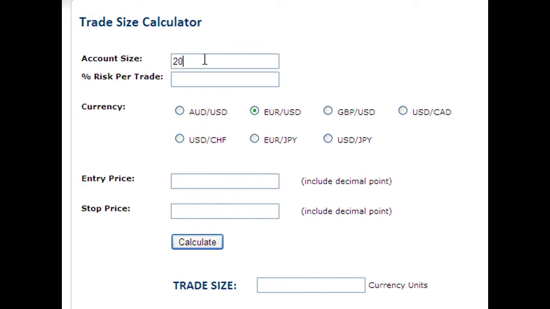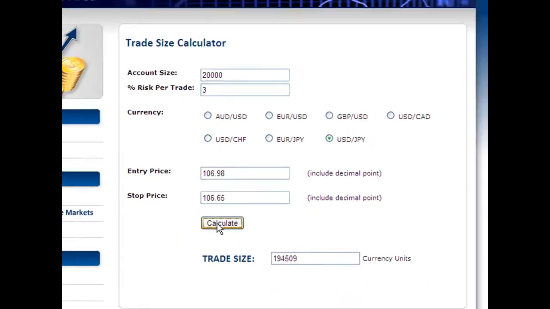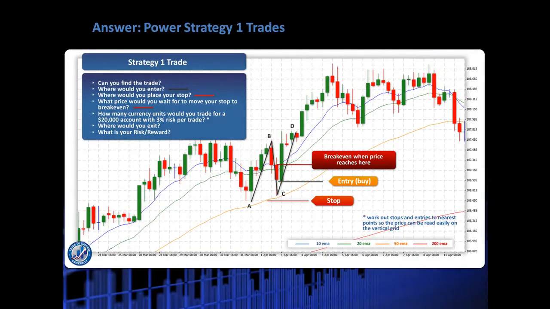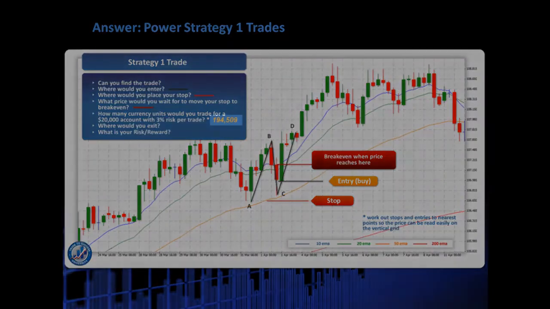So we've got a $20,000 account, 3% risk per trade, US dollar against Japanese yen currency. Entry is 106.98 and stop is 106.65. When we click the calculate button, we get 194,509 currency units. So for this trade, the amount of currency units you would trade is 194,509.